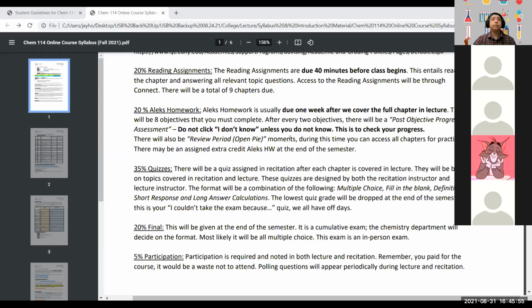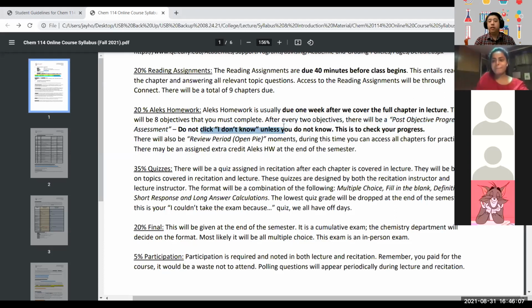Okay? Now, ideally, whenever you see this thing called post-objective progress assessment, it's kind of like an assessment to see how well you know what you know so far. It's going to come up every two chapters. Don't click the I don't know button unless you really have no idea what's going on. Okay, it's going to send you back, and then you're going to have to redo those practice questions again.